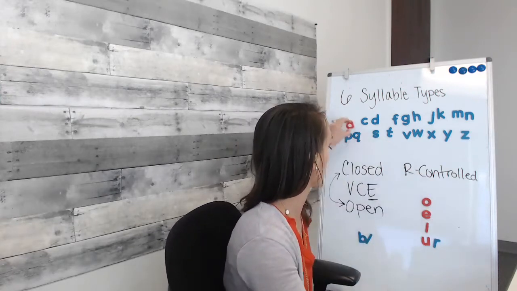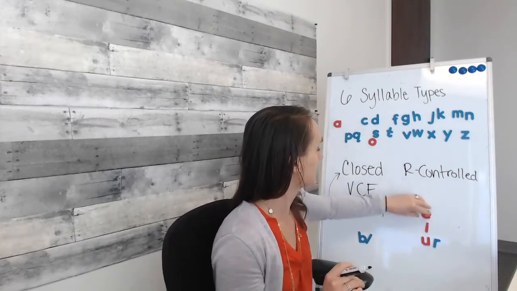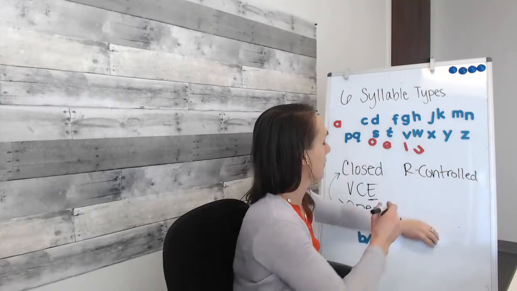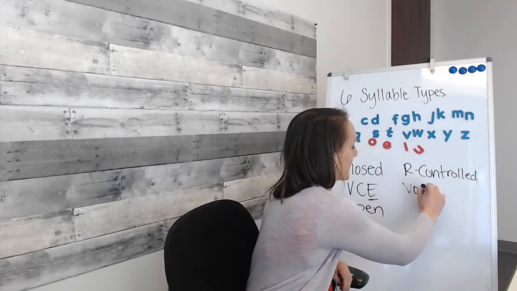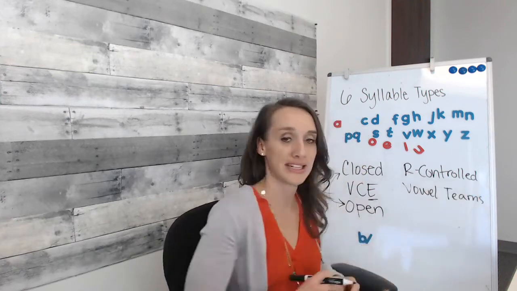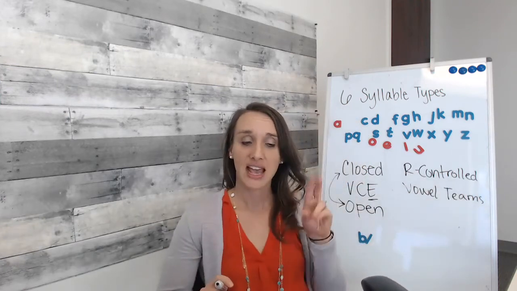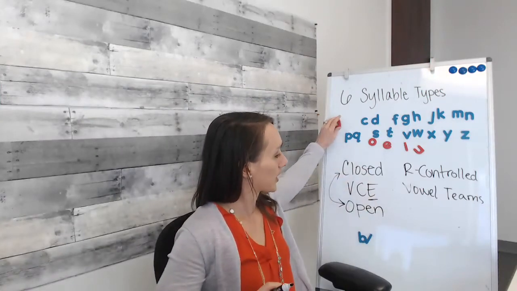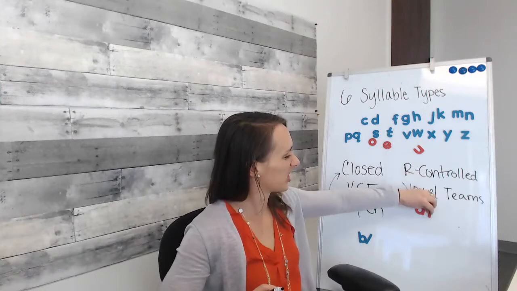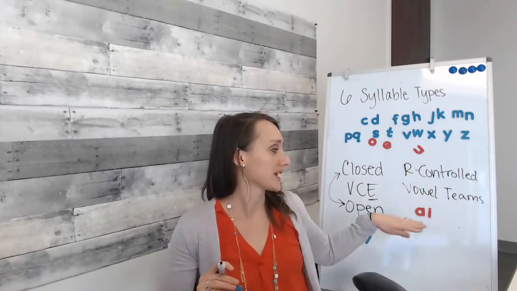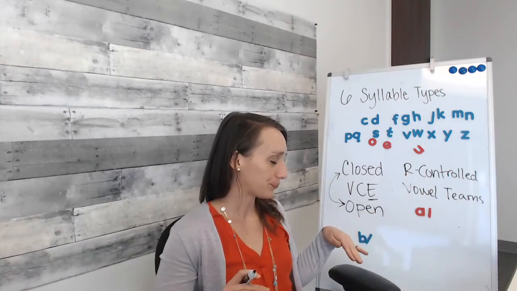Next syllable type that we have is vowel teams. So teams are when we get two vowels working together to make a new sound. We have two types of vowel teams. There are vowel digraphs and vowel diphthongs. A digraph is when you have two vowels working together to make one basically long vowel sound. So for example, this is A. Two vowels are working together to create that long vowel sound.